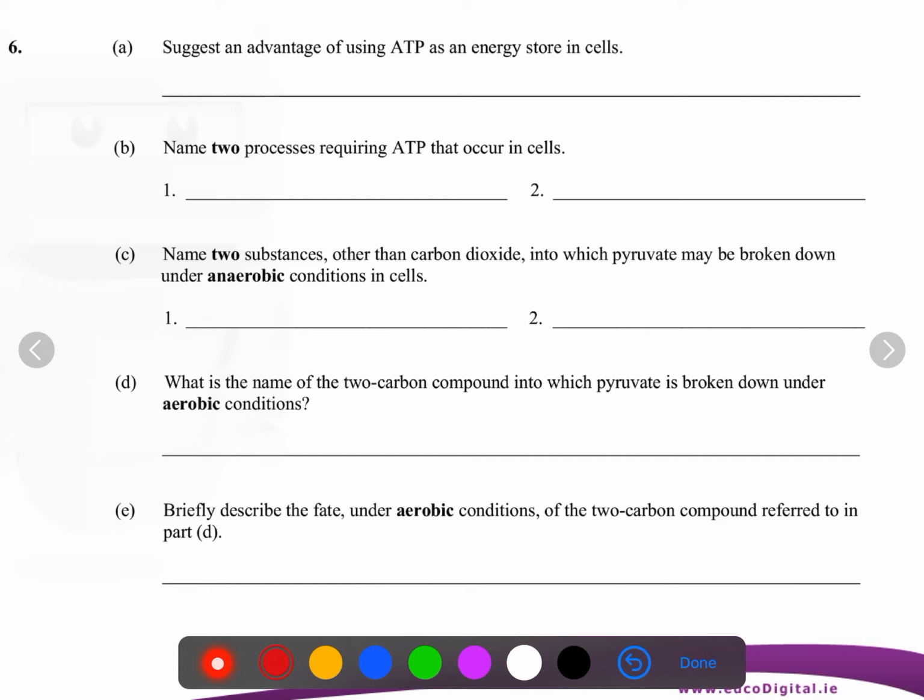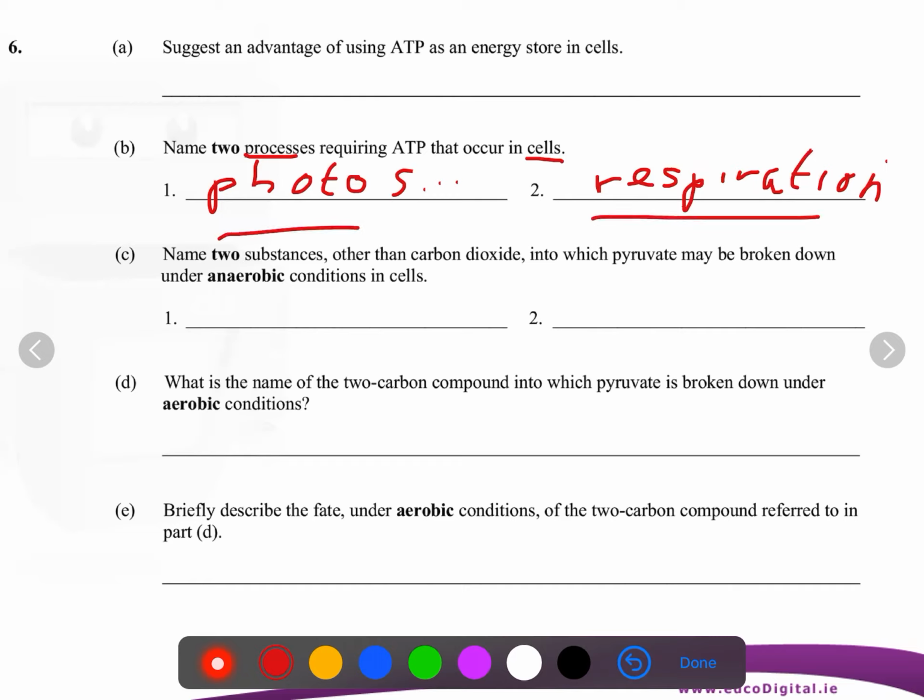Processes, cells. So we have plant and animal. The 2 big processes are photosynthesis for plants, photo S for short, and respiration for animals and plants. That's important. Plants will go through respiration and photosynthesis because they make the food, then they need to break it down. Letter C, name 2 substances other than carbon dioxide into which pyruvate may be broken down under anaerobic conditions in cells. It's not telling you human or yeast cells there. Hopefully we should know that. I'm not going to give that away.